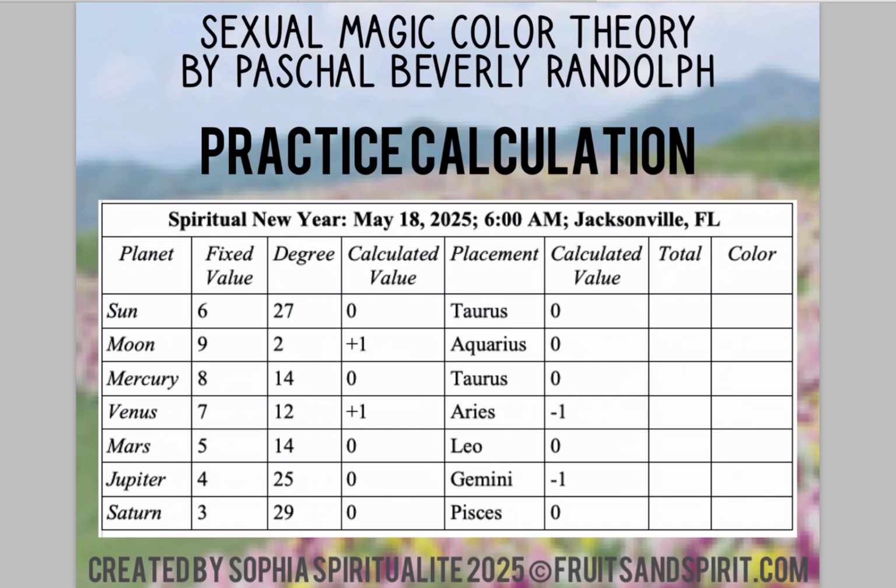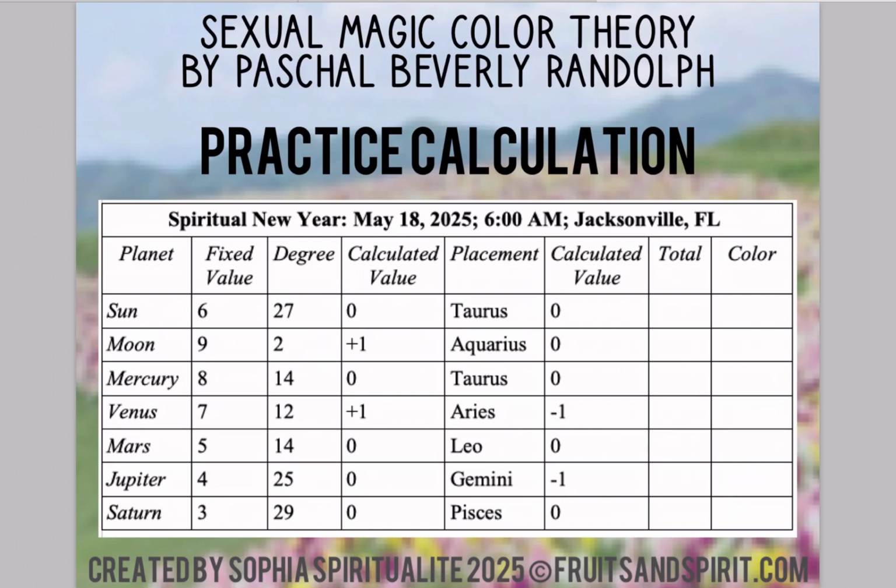The moon as it relates to Aquarius is 0, meaning it's not on that chart. If it's not on that chart, it doesn't count. Okay, Mercury as it relates to Taurus is 0. Venus as it relates to Aries is in its detriment, so that's -1. Mars as it relates to Leo is 0. Jupiter as it relates to Gemini is also in its detriment, that's also -1.